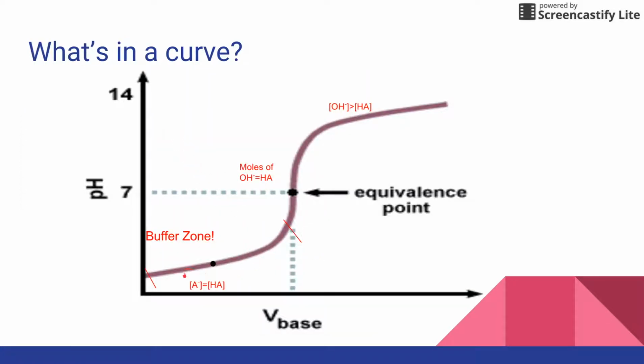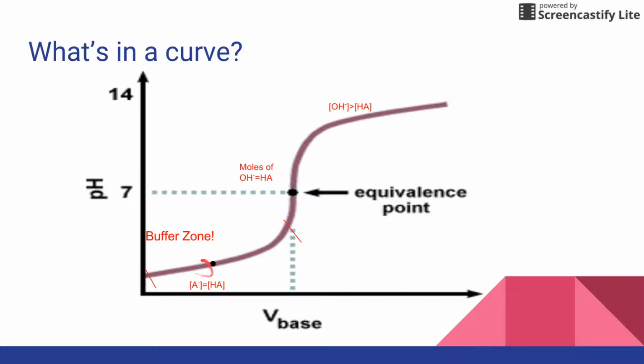So what's in the curve? Right through here is your buffer zone, because the definition of a buffer is there's both the acid / base and its conjugate, and they're in the solution. They don't have to be equal, but in this situation, whenever you have in titration curves, the halfway point's definition is that the concentration of the acid equals the concentration of the conjugate base, and vice versa.